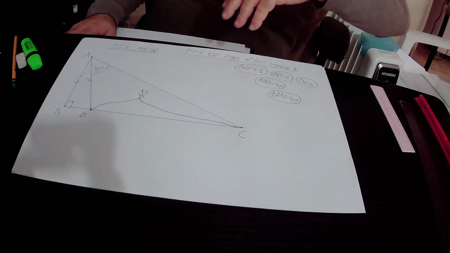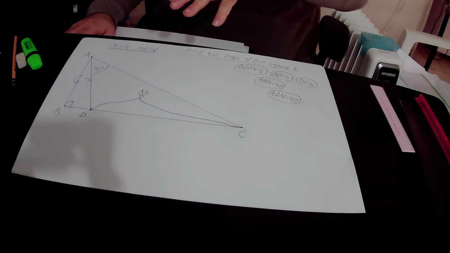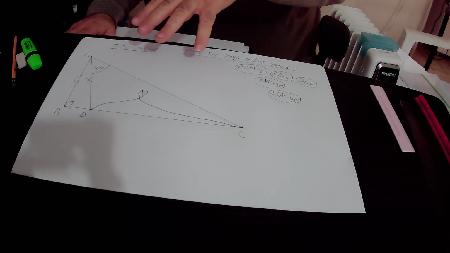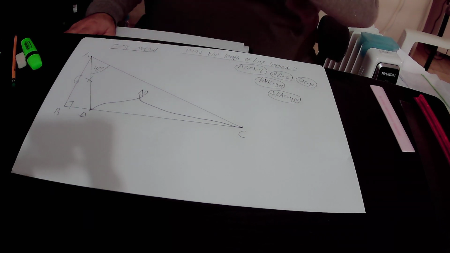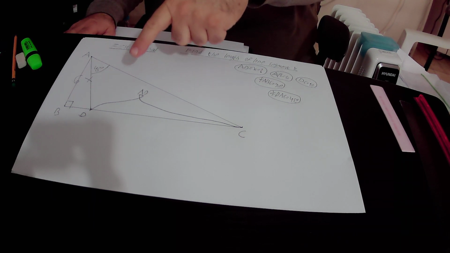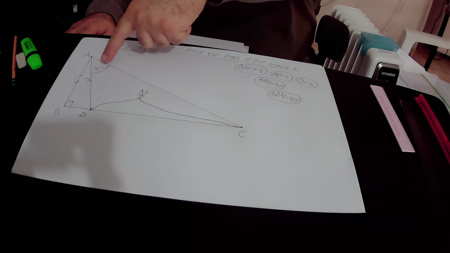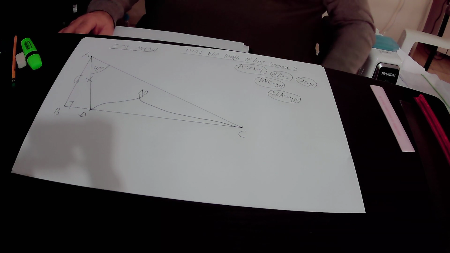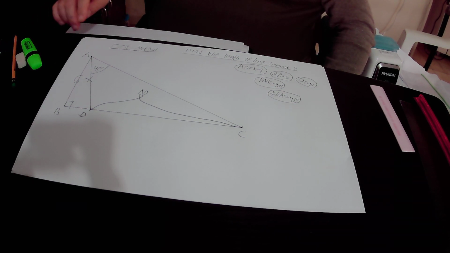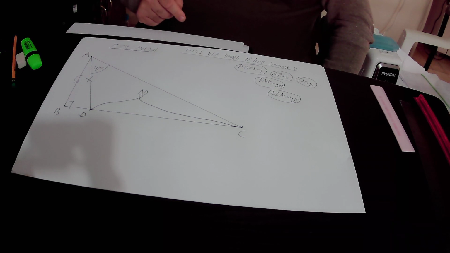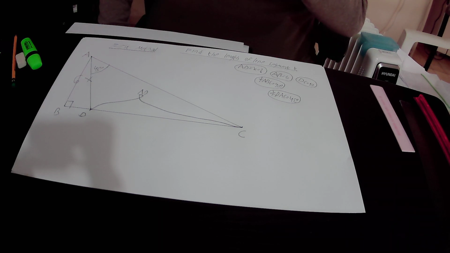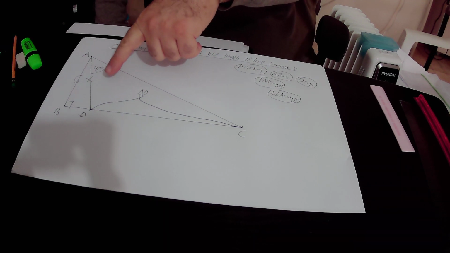Hello, in this lecture we'll find out the length of line segment X using three different methods. In the drawing we have right triangle ABC, angle ABC equals 90 degrees. We also know that angle DAC equals 45 degrees. And we know that side AB of triangle ABC equals 6 units, side DC equals 10 units. And we want to find out the length of line segment AD, that is equal to X.